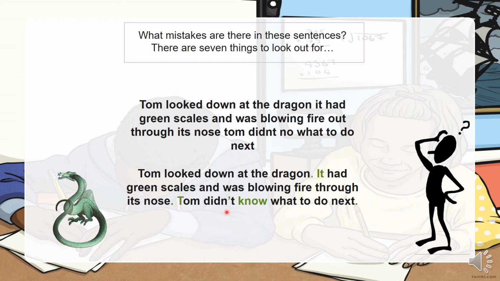Our next mistake was the missing apostrophe in didn't. We know that didn't is a contraction and that apostrophe shows us there's a letter missing. Our next mistake is the spelling of no. We need a K and a W on this kind of know. To know something comes from the word knowledge, which is why it's spelt like that. And our final mistake is here at the very end. We needed a full stop. Well done if you got all 7 mistakes.